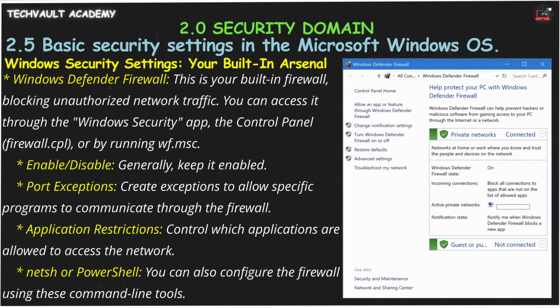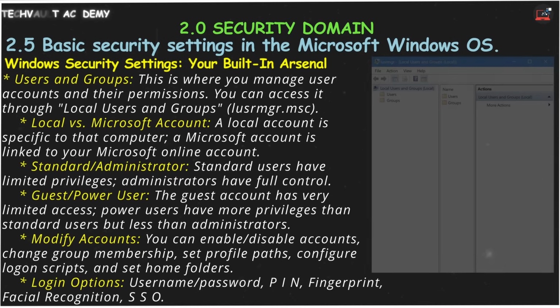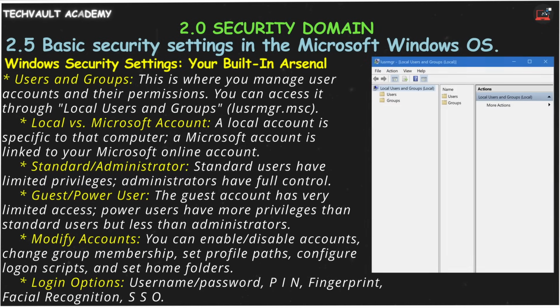If you have issues updating firewall settings, make sure the Windows Defender Firewall service is enabled and running in services.msc. Users and groups. This is where you manage user accounts and their permissions. You can access it through Local Users and Groups, lusrmgr.msc. Local versus Microsoft account. A local account is specific to that computer. A Microsoft account is linked to your Microsoft online account.